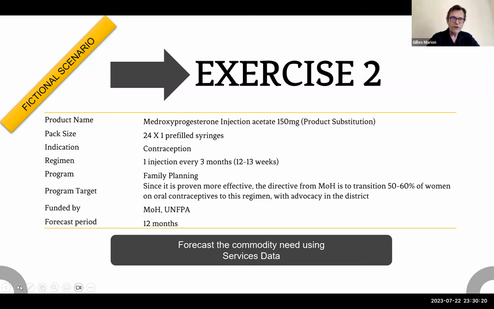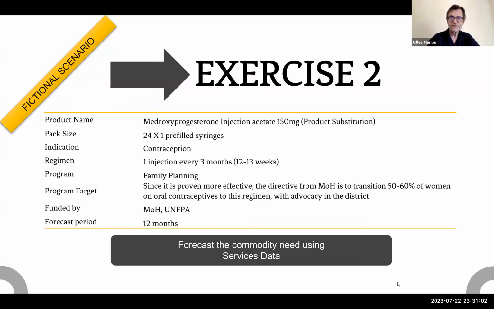Now we are going to work on medroxyprogesterone acetate injection, 150 milligrams. Again, here it's put in brackets, but it's important. We're working in the case of a product substitution. We can see down the program target. It's proven that the medroxyprogesterone injection is more effective than traditional oral contraceptives for women.